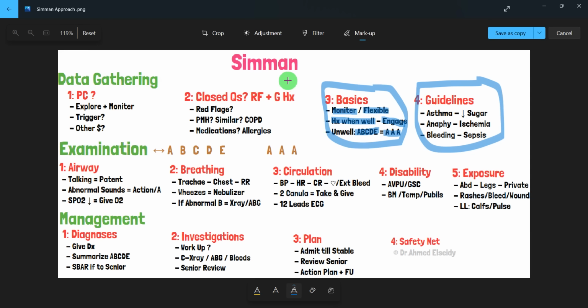So let's start the Simman station structure or approach. The Simman will be like a similar man coming with a presenting complaint. That can be, for example, a problem with breathing, like that, 2 cases. Okay, maybe dizziness or feeling unwell, like bleeding or having sepsis. Okay, or maybe unconscious or confused, like hypoglycemia.